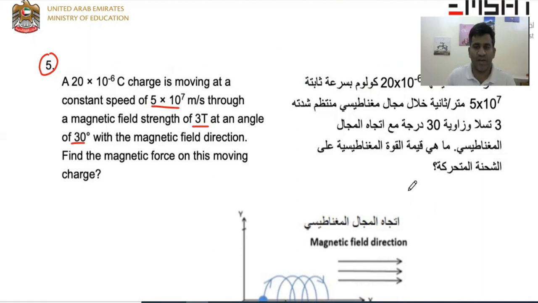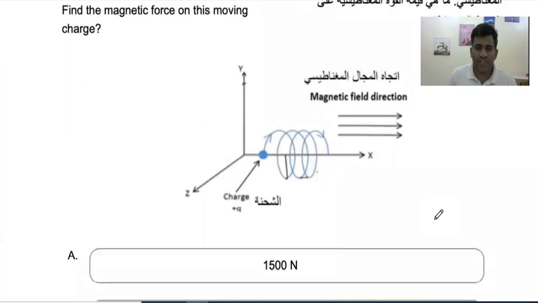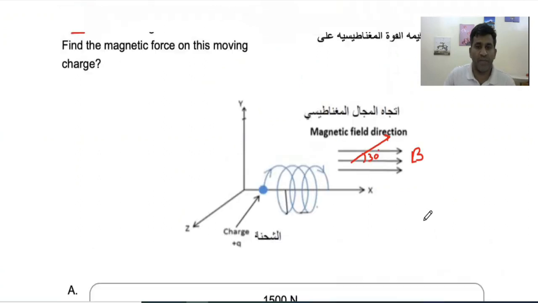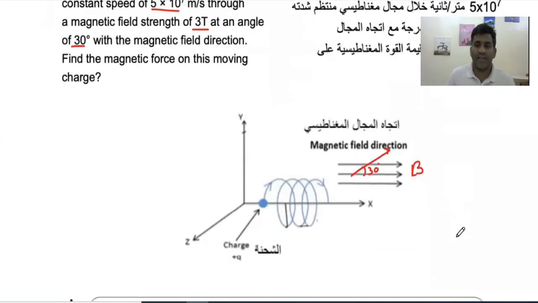Now the question is about the arrangement shown to us. A charge is moving, the value of charge is given, and the charge is moving in a magnetic field represented by the direction B. The charge is moving in this direction, making an angle of 30 degrees with the magnetic field, and its speed is given. They are asking what is the magnetic force exerted on that charge because of the magnetic field.